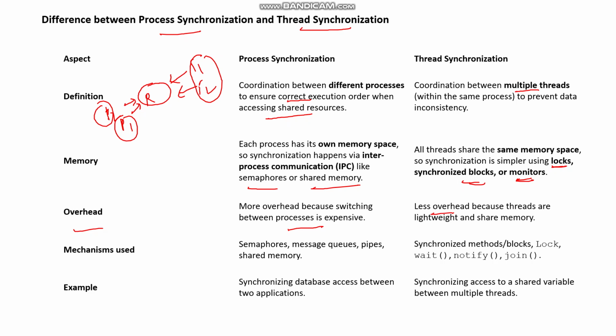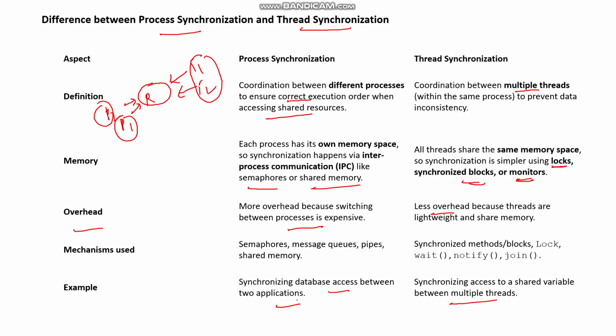Coming to the mechanism used: for process synchronization we can use semaphores, message queues, pipes, and shared memory. For the implementation of thread synchronization, we are using locks, synchronized methods, blocks, lock, wait, notify, and join methods here. From the example point of view: synchronizing database access between two applications, versus synchronizing access to shared variables between multiple threads. This is a very simple one.